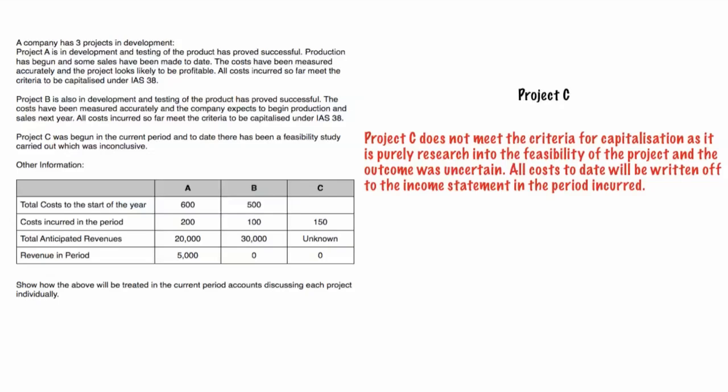Look, that should show you, first of all, how to decide whether you're going to capitalise or not. Secondly, how to capitalise. And thirdly, how to go about amortising the intangible asset. Crucially, you can only start amortising once production has begun.